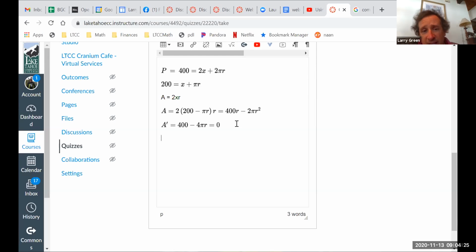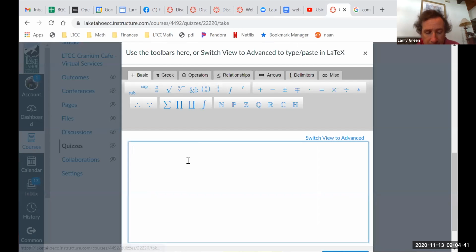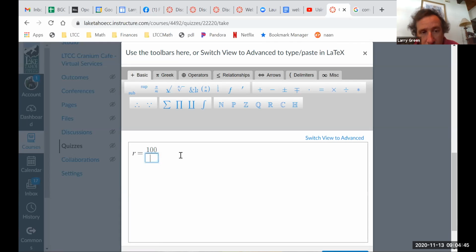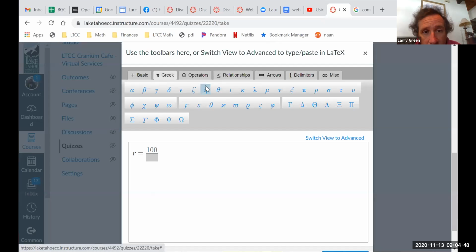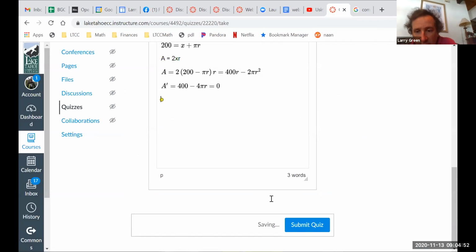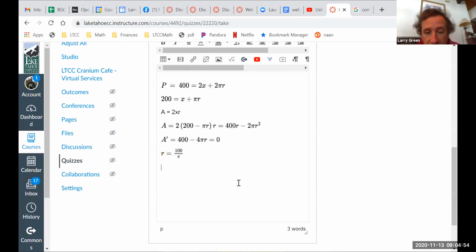Okay, now it's pretty easy. We set it equal to 0, so I'm going to add 4 pi r to both sides and divide by 4 pi. And I get r is 400 divided by 4 pi, or 100 over pi. So let's write that out. Any questions?